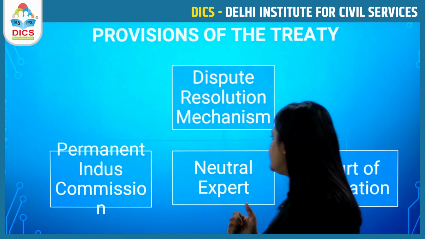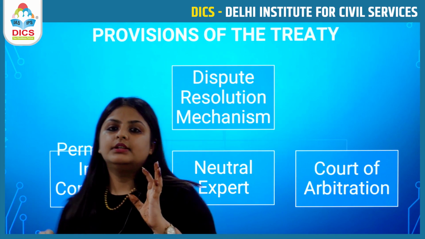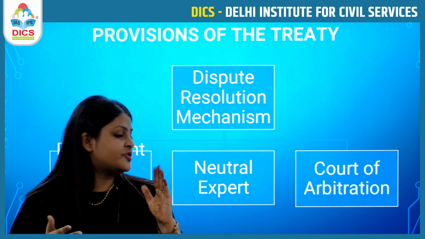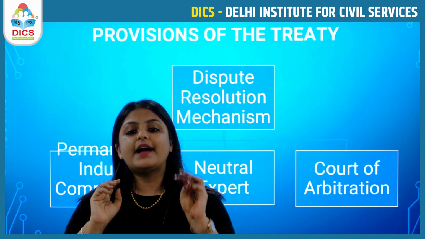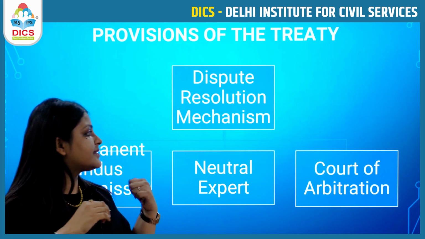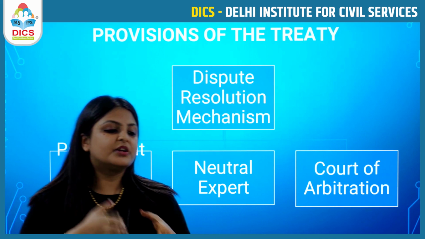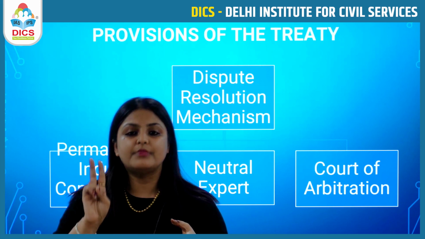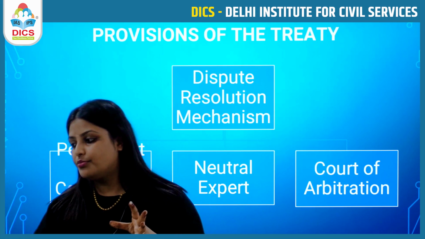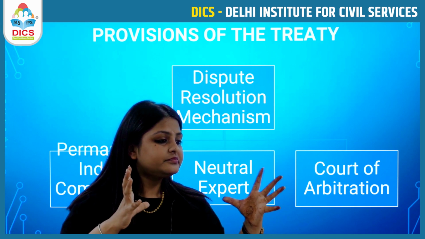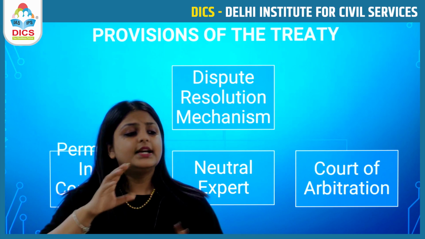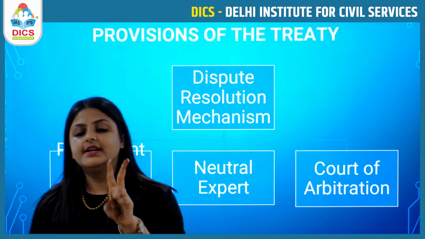Provisions of the treaty. So now you have to solve the disputes. To solve the disputes, you have 3 mechanisms. First one is the Permanent Indus Commission. Now the Permanent Indus Commission is a 2-member body. High commissioners from both India and Pakistan will be forming the Permanent Indus Commission, and this commission is supposed to meet twice in a year.